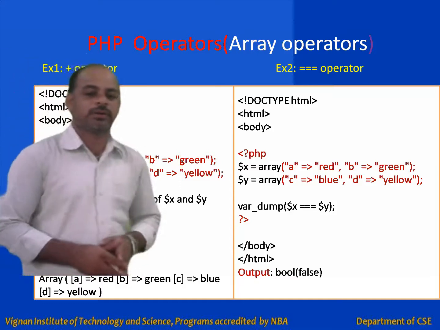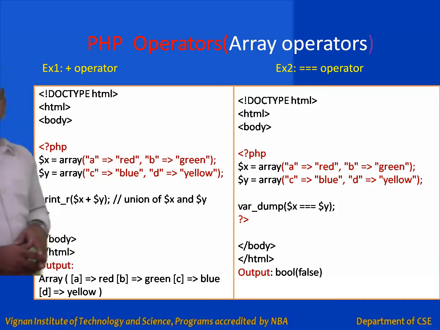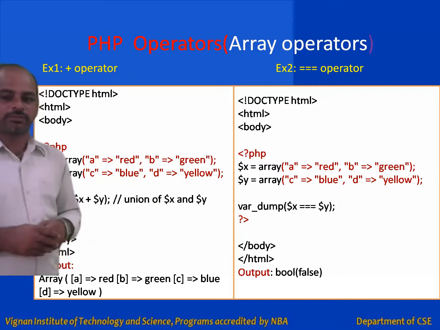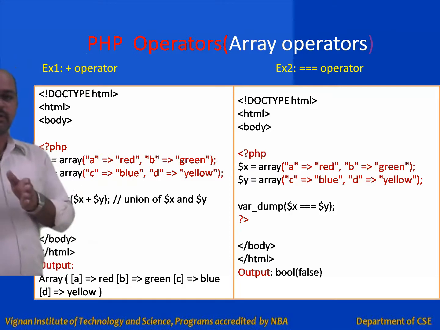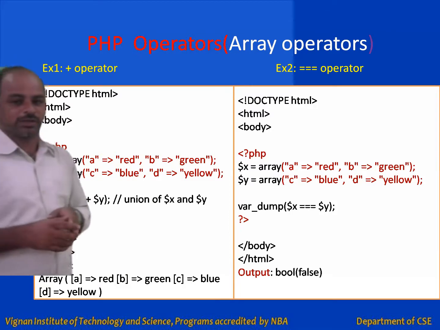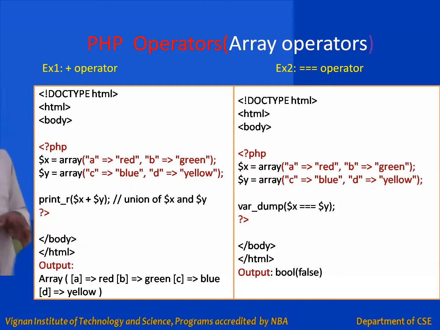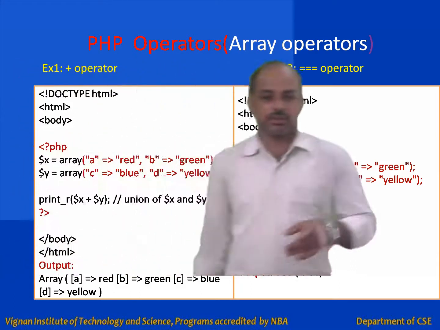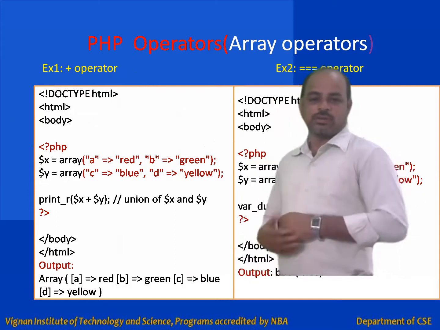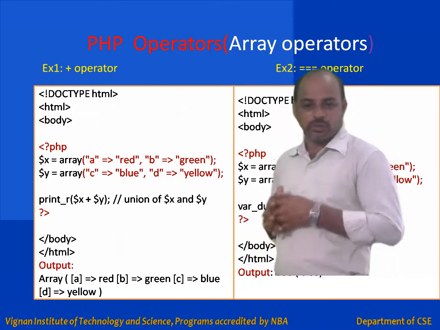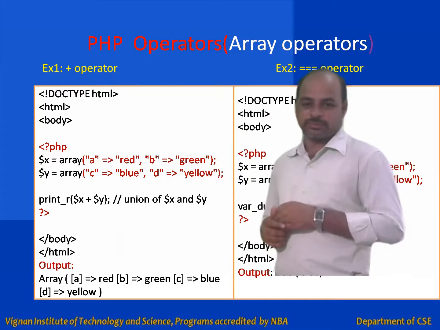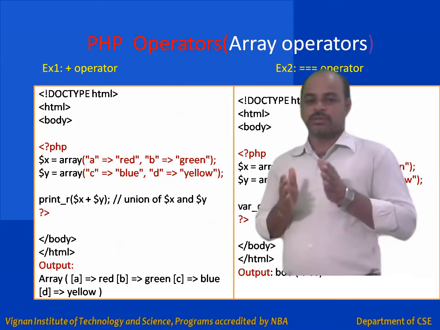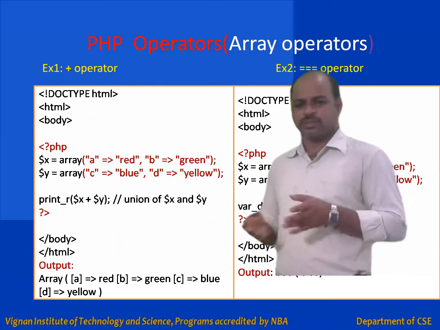So this is one example program to demonstrate arrays. You can see in slide 1, first the union operator. In slide 2, on the left side you can see the union operator of arrays demonstrated, and on the right side the equality operator. Here we have two arrays. In slide 1, on the left side, $x is equal to array. It has two elements, red and green, and the index is also specified because these are associative arrays. In associative arrays, the index can be a string or any other characters.